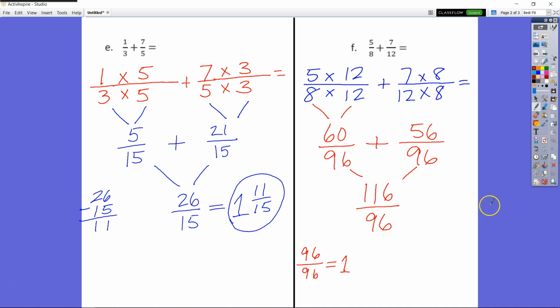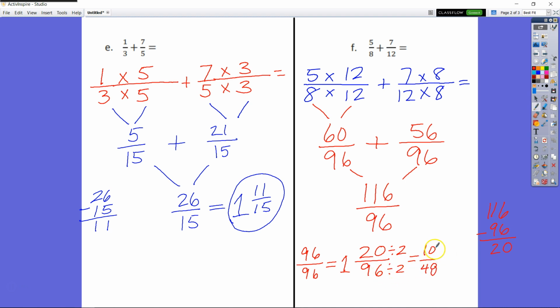Let's see what will happen to our remainder. So let's subtract 116 minus 96. We get 0 ones. That's 11 tens minus 9 tens is 2 tens. So we're going to have 20 remaining over 96. Both of these numbers are even numbers, so they're divisible by 2. They are divisible by 4 as well, but let's go ahead and divide by 2. So we say 20 divided by 2 is going to be 10, and then 96 divided by 2 would be 48.